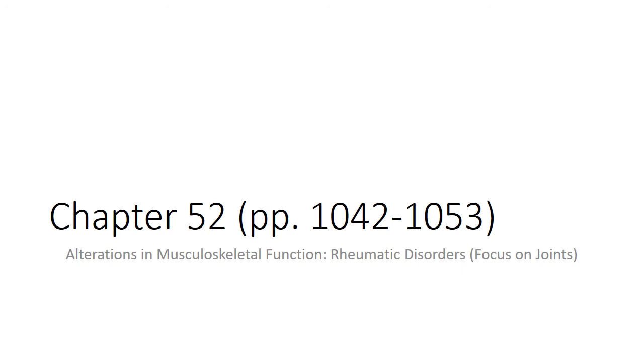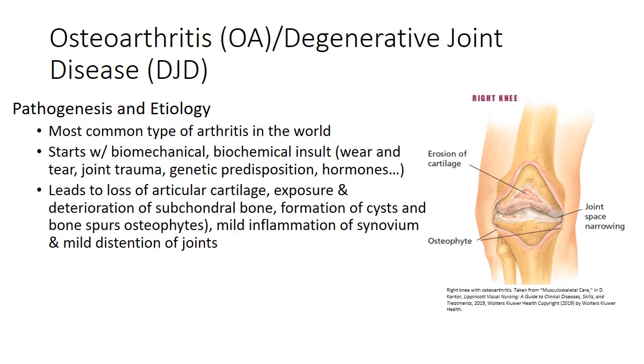All right, chapter 52, we're not reading the whole thing. We've got about 10 pages, page 1042 to 1053, and the chapter is looking at alterations in musculoskeletal function. We're focusing more specifically on rheumatic disorders, on joints in particular. So the big one here is osteoarthritis, OA. You might hear it called degenerative joint disease or DJD, but this is the most common type of arthritis worldwide.